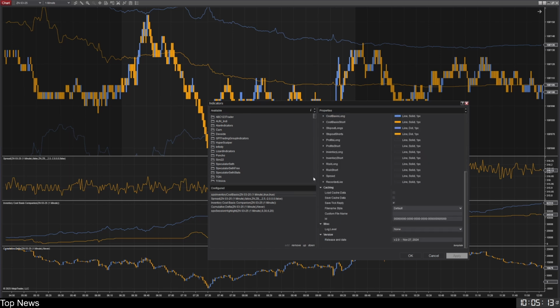I also want to mention this caching section. This will save the data out to the file, and this is mostly so that you can do backtests later without needing to use tick replay. So if you're not planning on using that, you can just uncheck those properties and save some disk space.